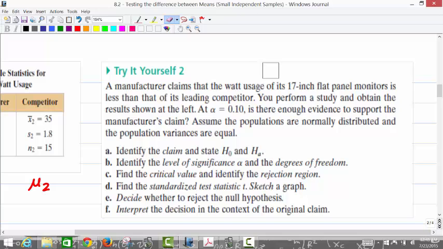So we're going to say it is less than that of its leading competitor. They're claiming they're using less wattage. So we're going to have a left tail test this time. Alpha is 0.10, and we're assuming the population variances are equal.